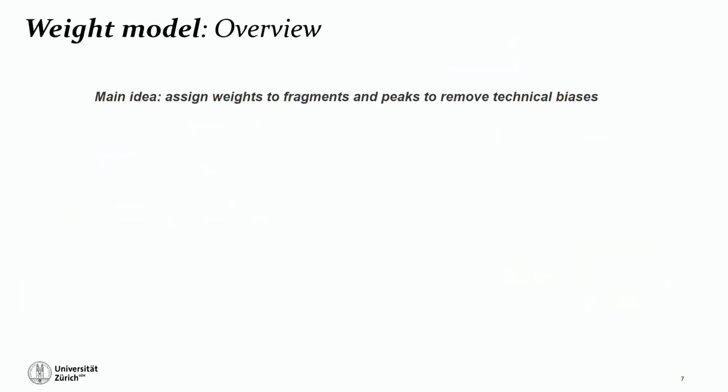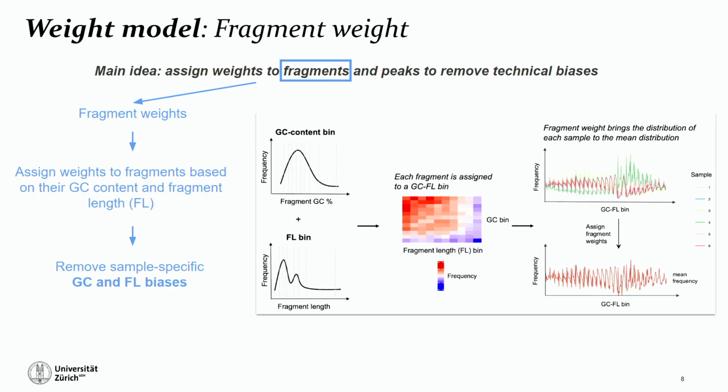So the method we developed, we call it the weight model, because the main idea is to assign weights to fragments and peaks to remove the technical bias. First, we have the fragment weights. This is based on fragments' GC content and fragment length. We split the fragment GC content and the fragment length distribution into bins by quantile binning, and therefore each fragment can be assigned to a GC-FL bin, which is a two-dimensional bin.